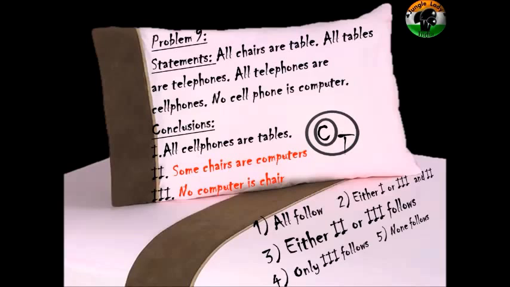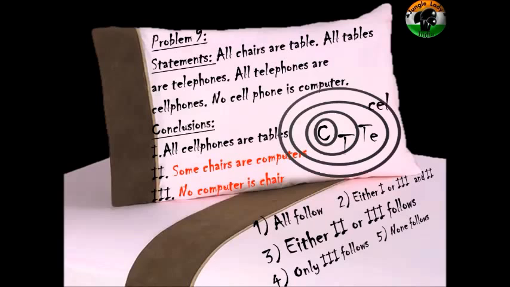The second statement is all tables are telephones. So T, tables, will be the inside circle, and telephones, TE, will be the outside circle, followed by all telephones are cell phones. So telephones TE will be the inside circle, which I have drawn already, and cell phone CE will be the outside circle. Next, finally they say no cell phone is computer. Cell phone and computer must be separate circles. So I draw computer as a separate circle, because cell phone is the outermost circle, right?